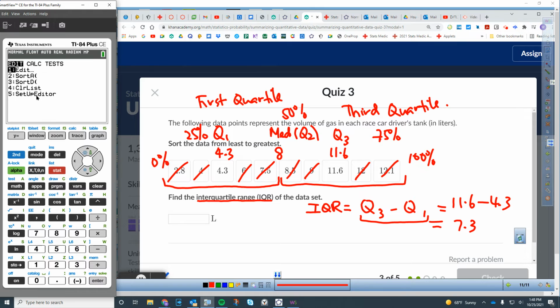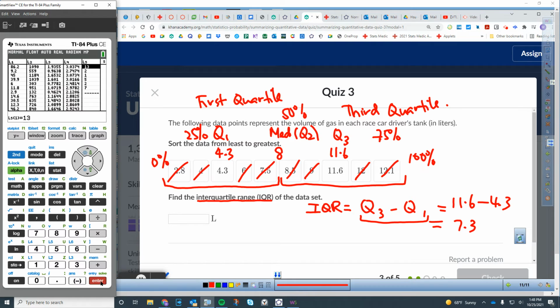So you go to stat, you have to put the data in. So go to edit. So list 5 again, I'm going to clear, enter, and then I'm going to put those data in. So 2.5, 4, 4.3, 6, 7.5, 8.5, 9, 11.6, 12, 12.1. Okay, you have the data.